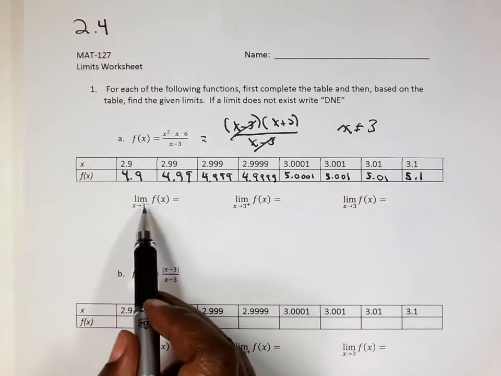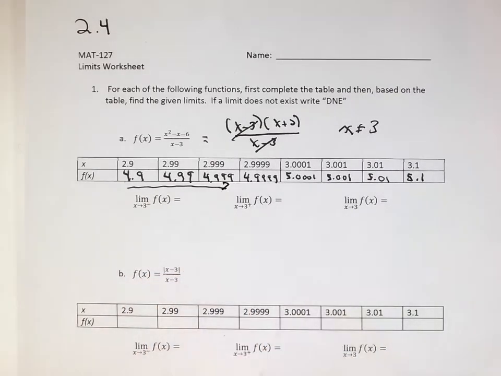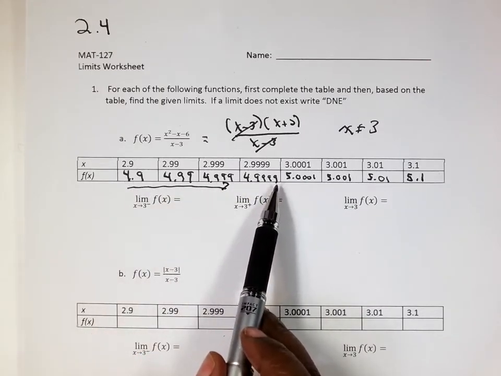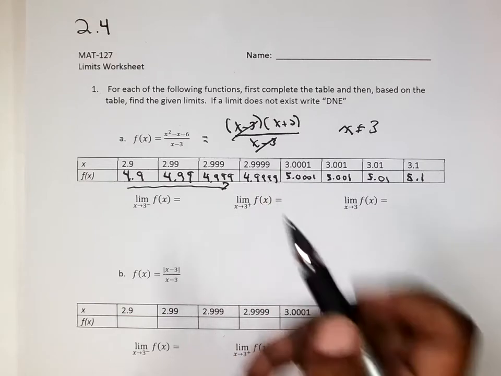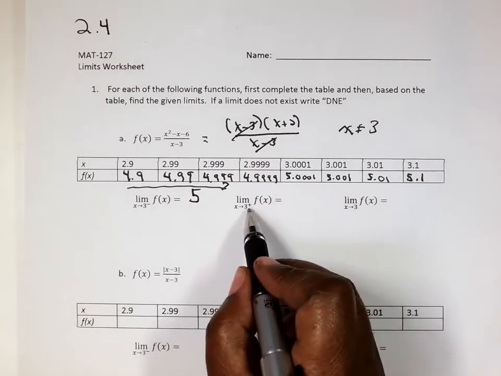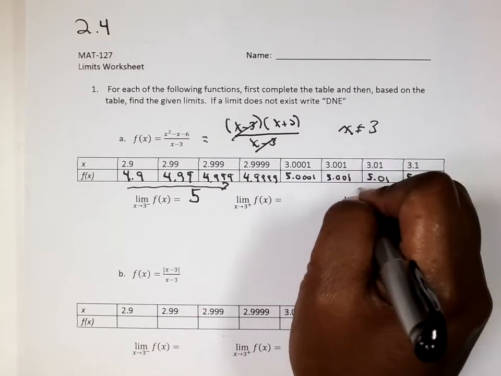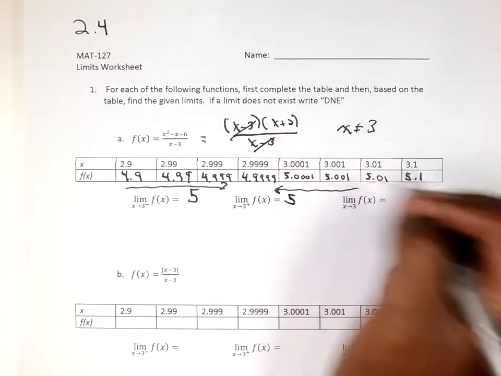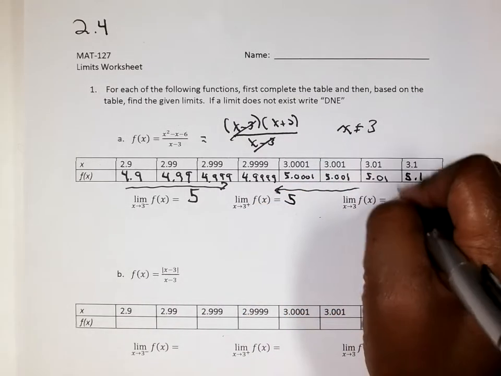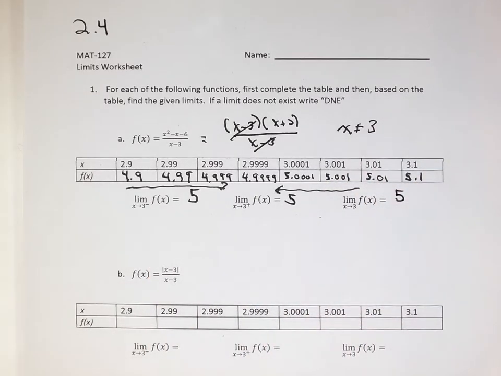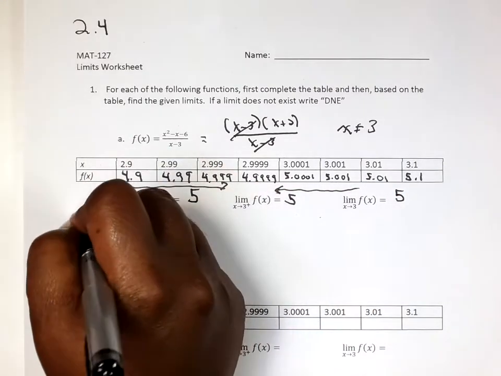Now, this superscript, the negative, means I'm approaching from the left side. So as I get closer and closer to 3 from the left side, what value am I going towards? Well, this is almost 5, right? So we just say we're approaching 5. If I approach it from the right side, so that superscript plus sign means approaching from the right side, well, I see that that's also 5. So therefore, the limit as x approaches 3, because the left approach and the right approach were exactly the same, is 5.